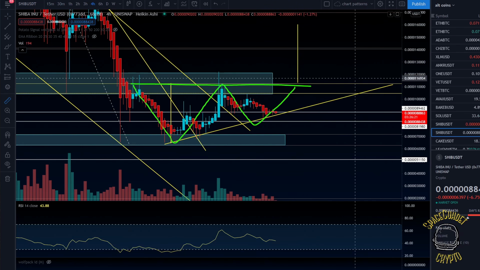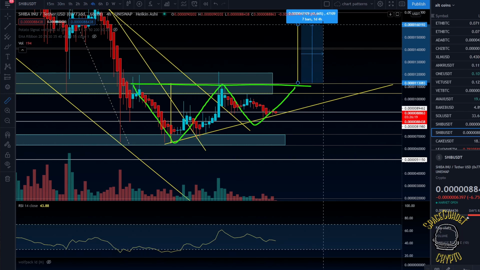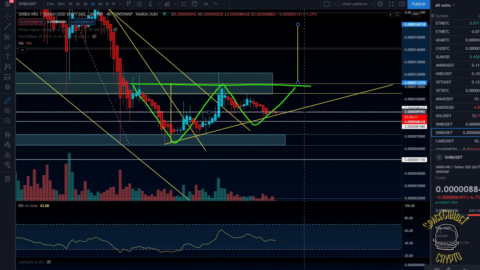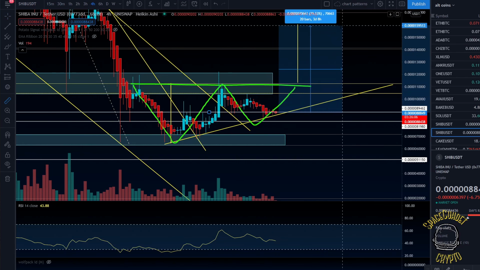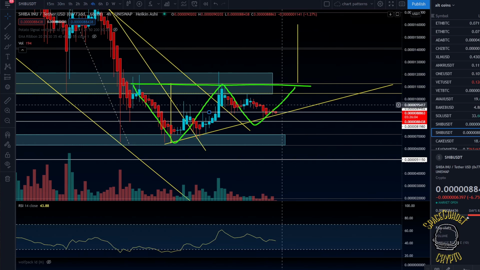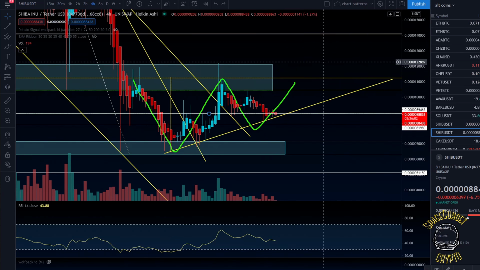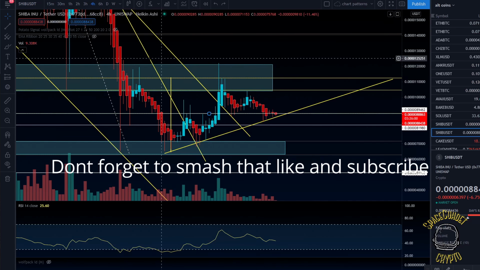Let's measure that move again. Let's see here. All right, so that is a 42% move to the upside right here. And also from the bottom where the price is right now, 80% move to the upside. So this is very, very interesting for the price of the Shiba token. Right now, we are forming that W pattern.